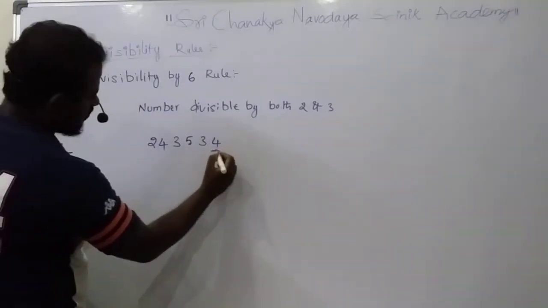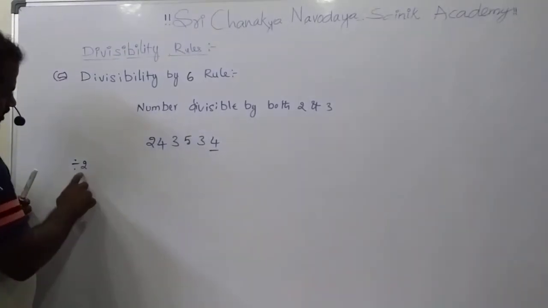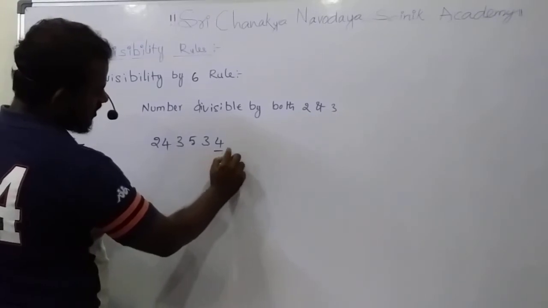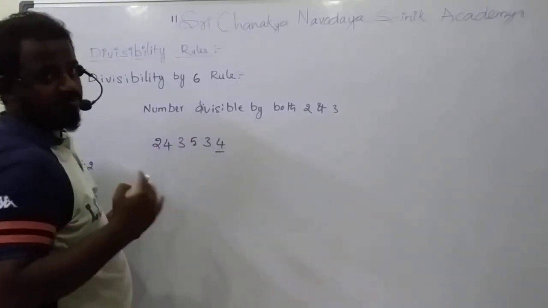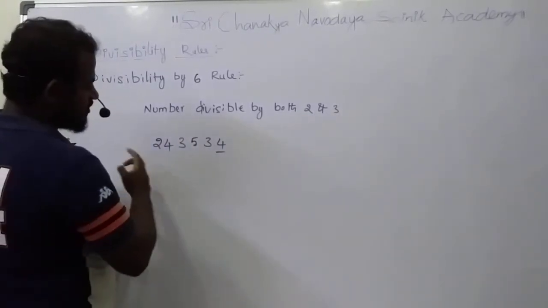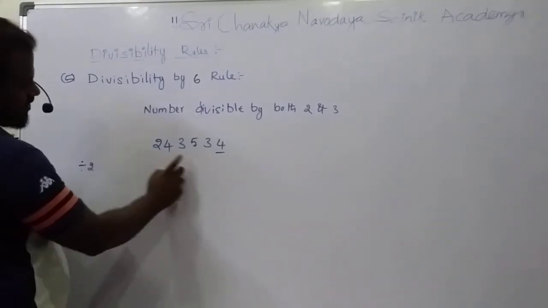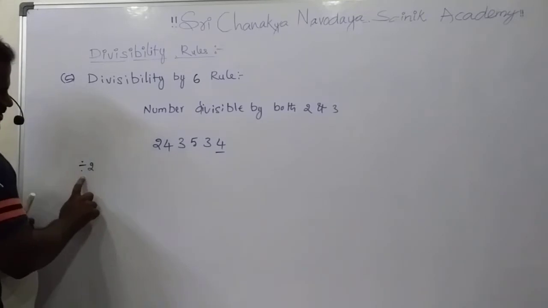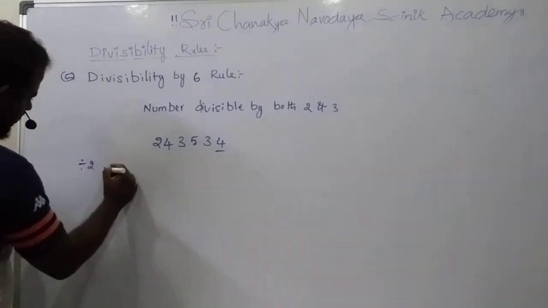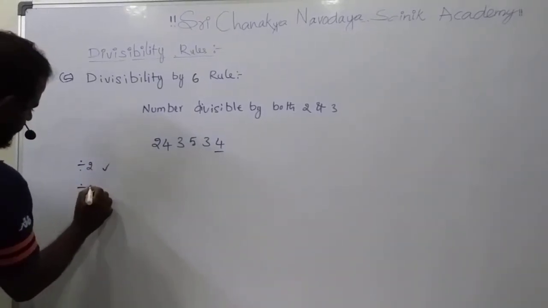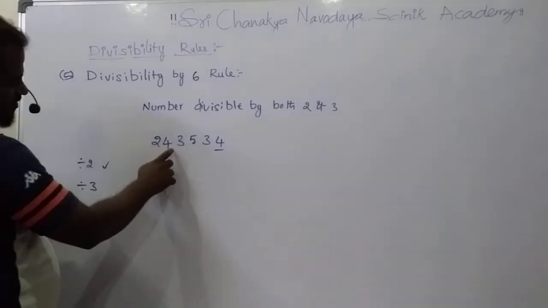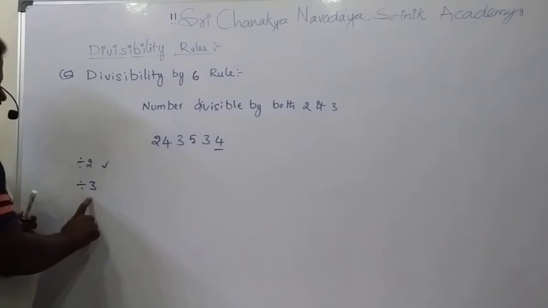So the unit digit is 4. As per the divisibility by 2 rule, if the units place of the given number is either 0, 2, 4, 6, 8, then we will say that number is divisible by 2. So here the unit digit is 4, so this number is divisible by 2. Okay, first criteria done. Second criteria, we will see next, divisibility by 3. We will check whether this given number is divisible by 3 or not.